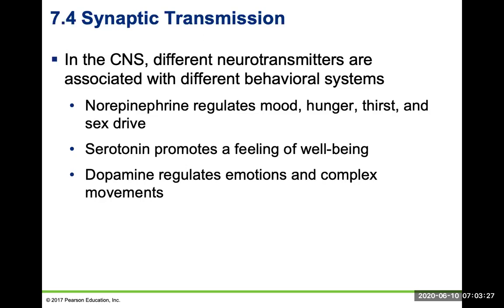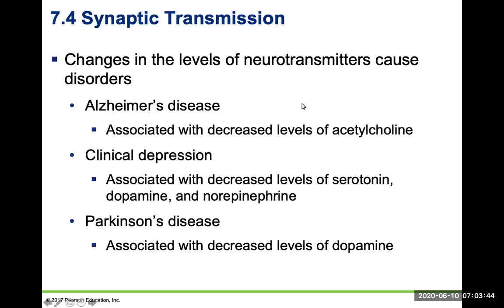In your central nervous system, different neurotransmitters are associated with different behavioral systems. Norepinephrine regulates these things. Serotonin promotes a feeling of well-being, and dopamine regulates emotions and complex movements. Changes in the levels of neurotransmitters cause disorders. Alzheimer's disease is associated with decreased levels of acetylcholine. Clinical depression can be with decreased levels of serotonin, dopamine, and norepinephrine. And Parkinson's disease can be associated with decreased levels of dopamine.